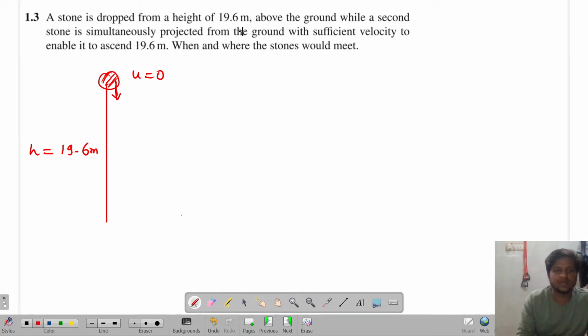It is dropped from a height of 19.6 meter above the ground, while the second stone is simultaneously projected from the ground with sufficient velocity to enable it to ascend 19.6 meter. Sir mentioned very confidently 20 meter.